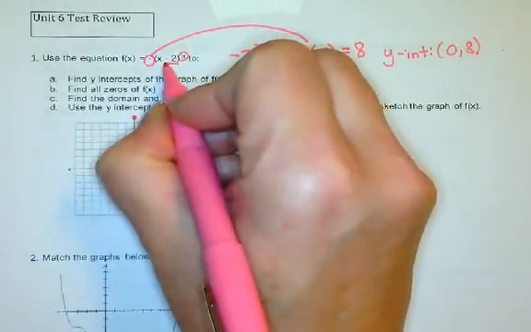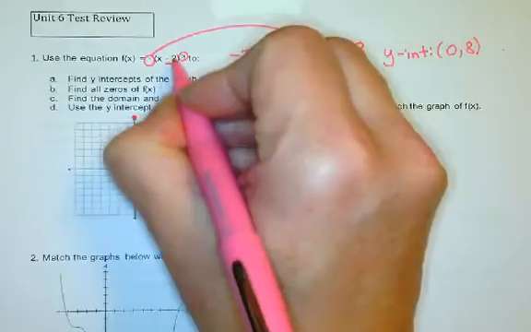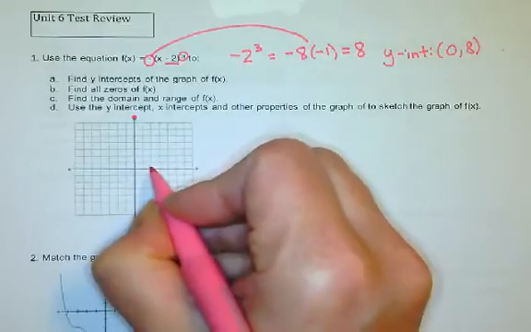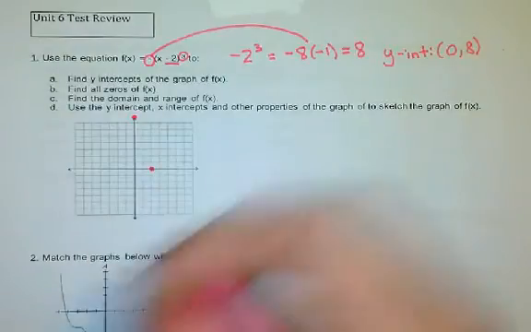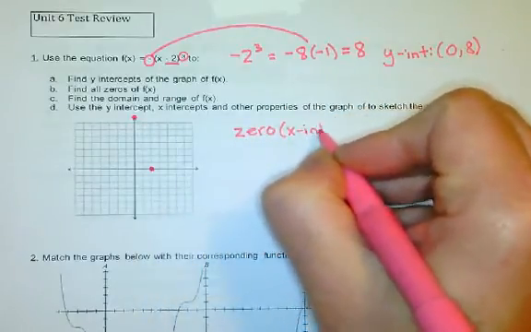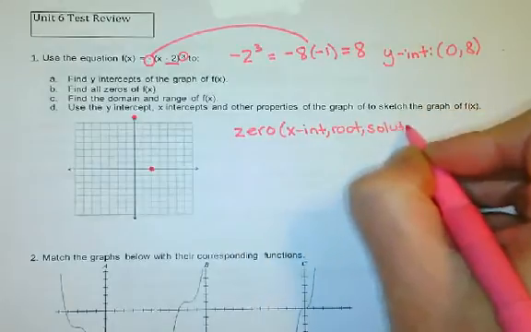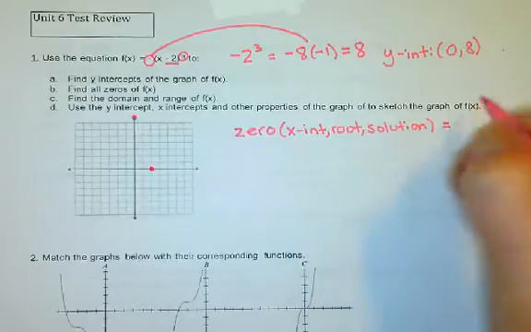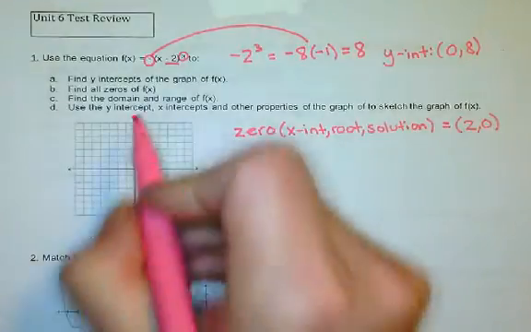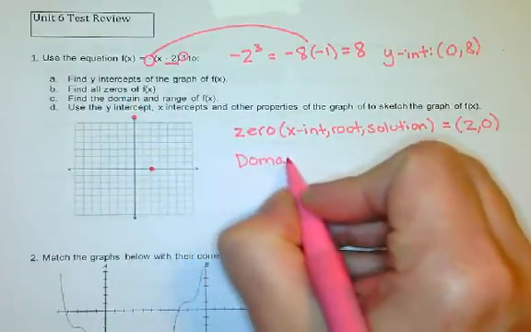And then this graph tells me I'm going to move it 2 places to the right. Remember, even though it looks like a negative, a positive 2 was actually substituted in. So I start at 0, 0, and I move 2 to the right. So that is my zero. So my zero, or x-intercept, or root, or solution is 2, 0.